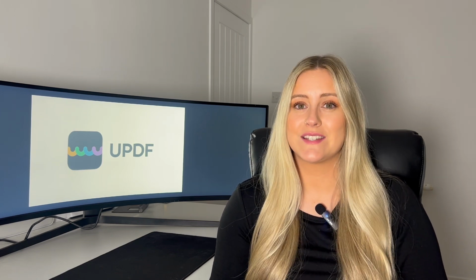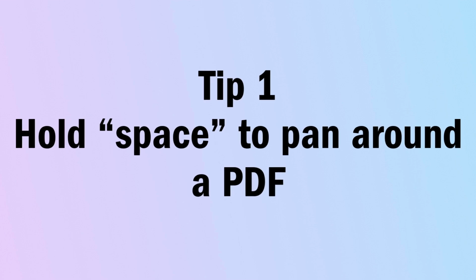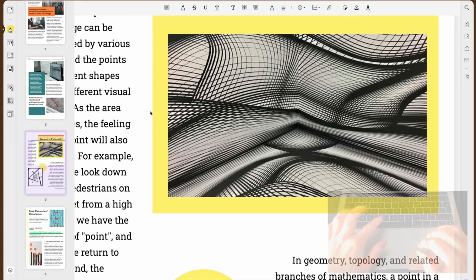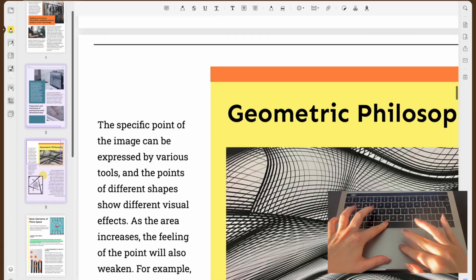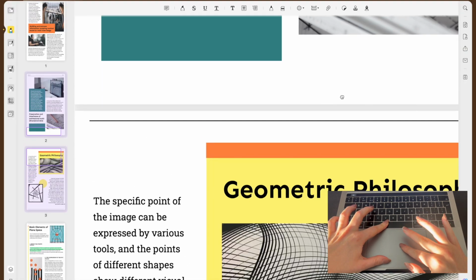Now, let's get started. When you are checking the details of a PDF by zooming in a lot, you can hold the space key and your cursor will turn into a hand that will let you drag the page wherever you want. It's a very quick way to move around the page.